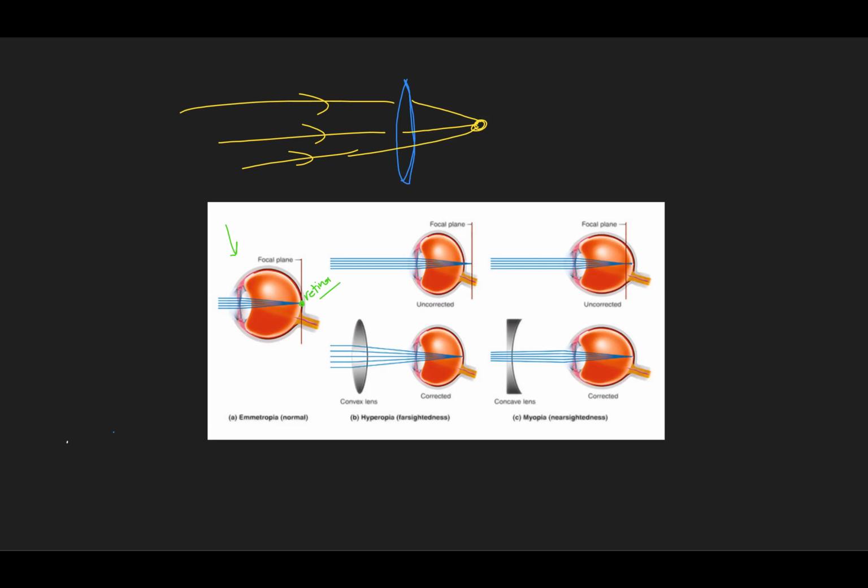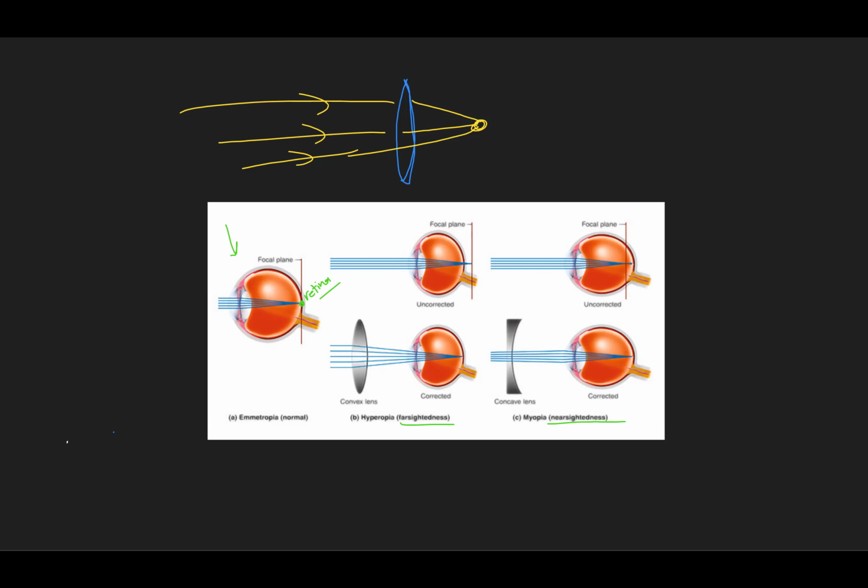Now, we have two types of vision problems: farsightedness or nearsightedness. What is farsightedness? Farsighted people can see far objects, but they can't see near objects. We classify people based on what they can do. So when we classify a person as farsighted, it means he can see far objects, and on the other side, he cannot see near objects.